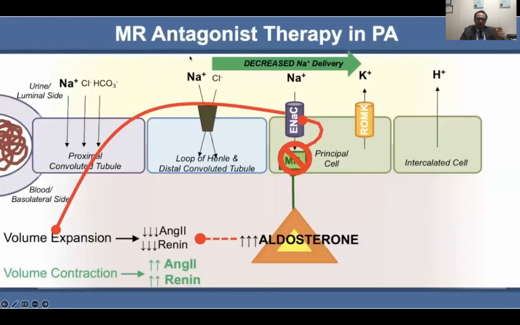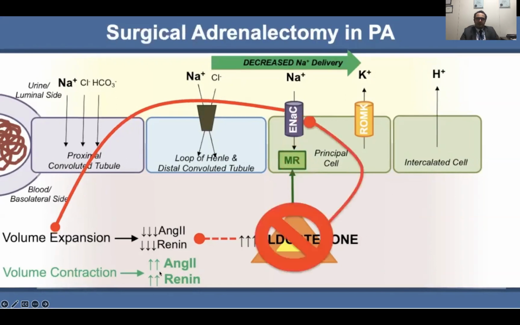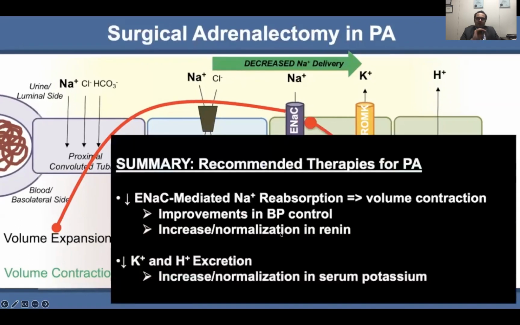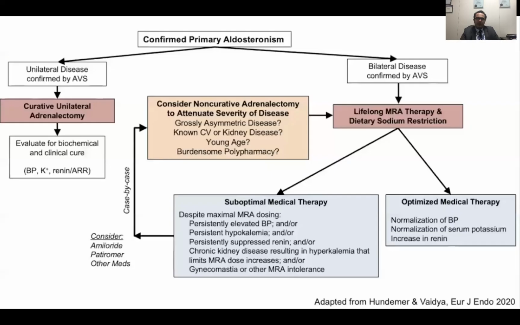The treatment with MR antagonist, again, at the level of ENaC, this MR you have antagonized, there will be no sodium reabsorption, and there will be decreased delivery of sodium over here, and this will result in volume contraction, and that can result in increase in renin. Again, the same thing happens in adrenalectomy as well. So summary of recommended therapies, you basically decrease the ENaC-mediated sodium reabsorption. That results in volume contraction, improvements in blood pressure, increase or normalization of the renin. Potassium and hydrogen also increase and normalize.